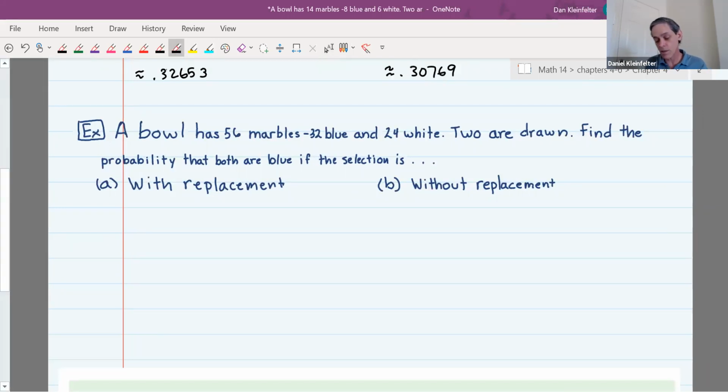We're going to collect 2 marbles out of our bowl, and we want to know the probability that both are blue if we do this selection both with and without replacement. So let's see what happens. So with replacement, initially there are 56 marbles, out of which 32 are blue, and then it's with replacement, so there's still 56 marbles, out of which 32 are blue. So let's see what we get. Okay, 0.32653.